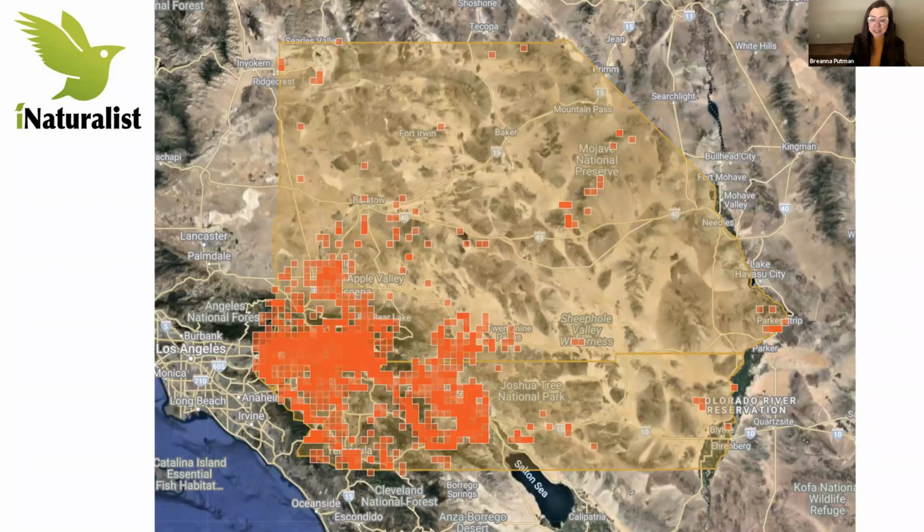Here's a map of our observations that were submitted to last year's event. So you can see that our boundaries include all of San Bernardino and Riverside counties. And then each of these red squares represents the density of observations. So you can really see that where human population is the largest, we get the most observations. So more in the urban areas, and then out in the desert, we don't have good representation. So we're hoping this year to expand it out to desert regions.